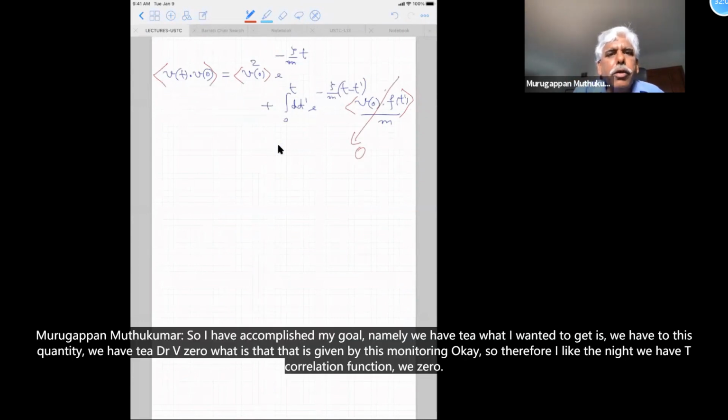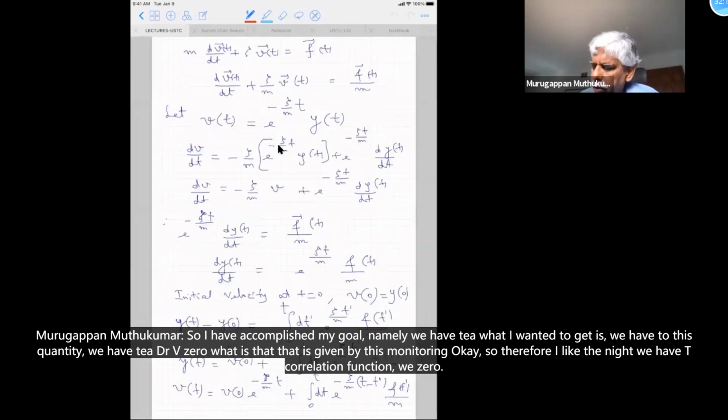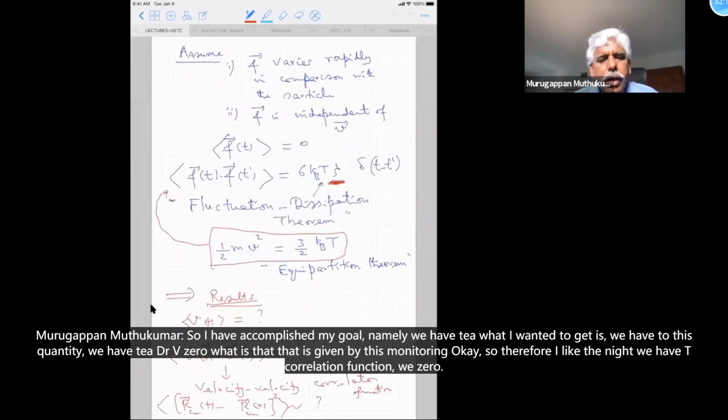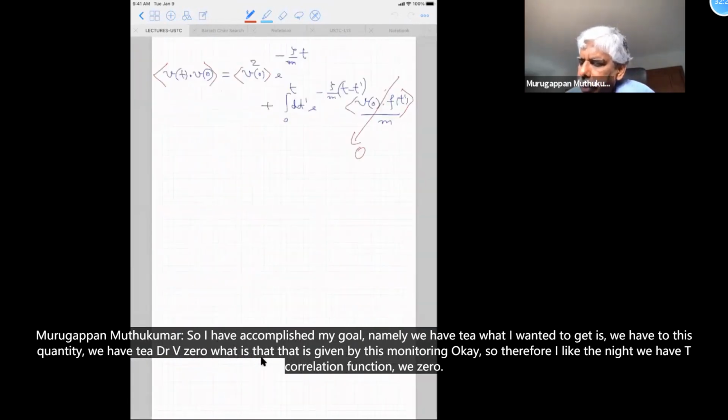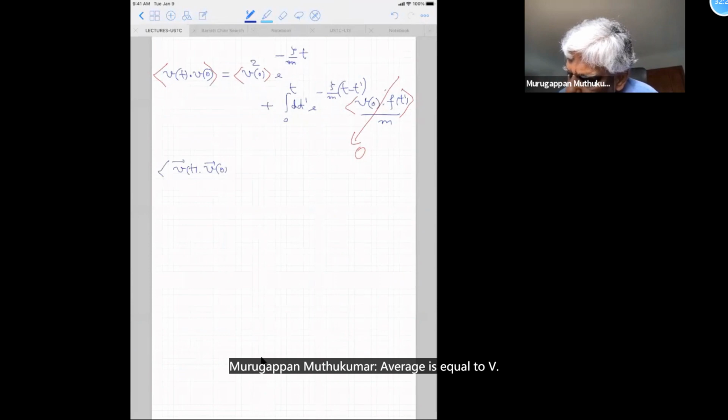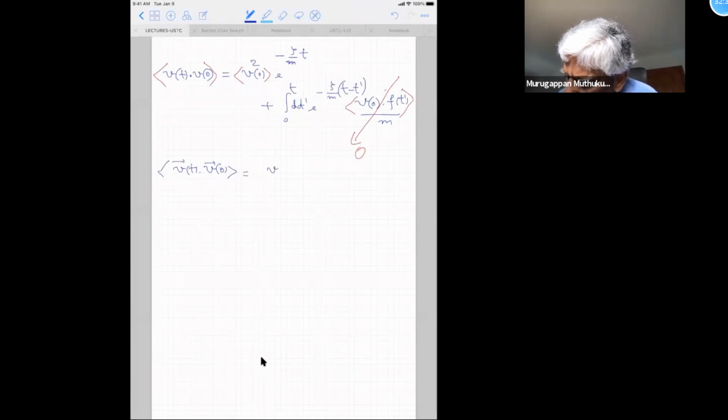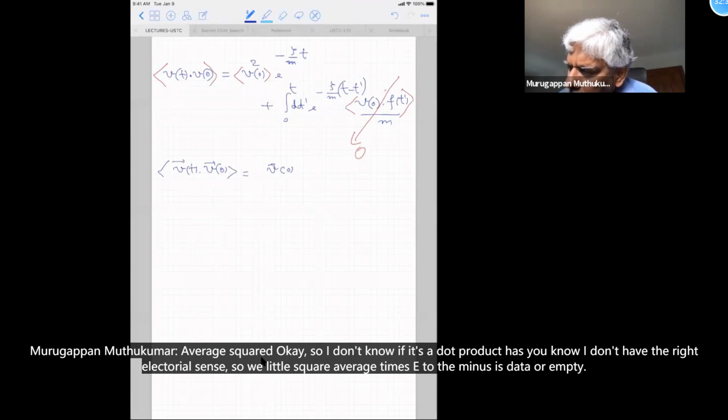So I have accomplished my goal, namely V of t. What I wanted to get is V of t dotted with V0, what is that? That is given by this quantity. Okay, so therefore I rewrite the V of t correlation function. V0 average is equal to V0 average squared. If it's a dot product, I don't have to write a vectorial sign. So V0 square average times e to the minus zeta over m t.